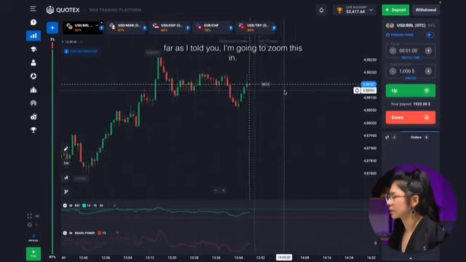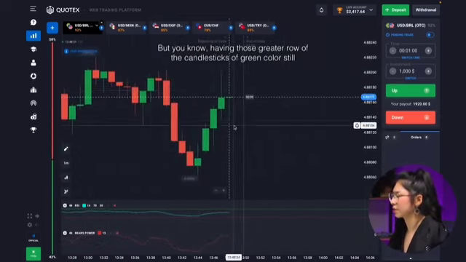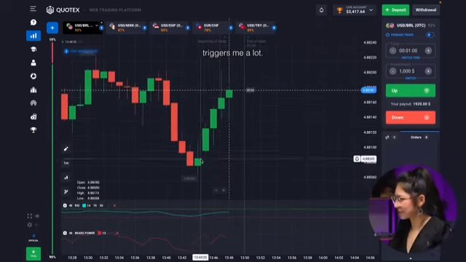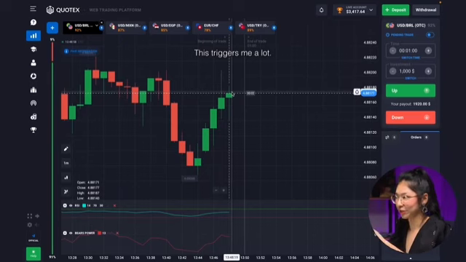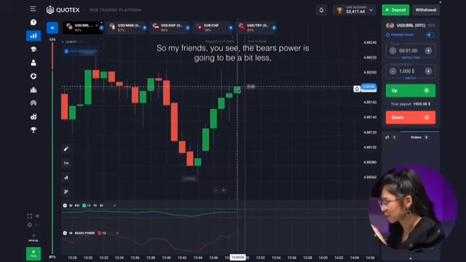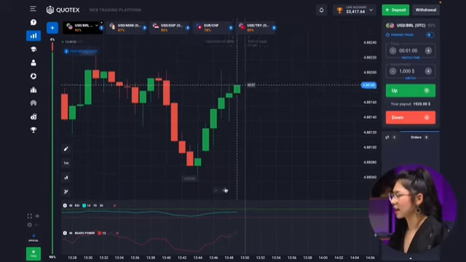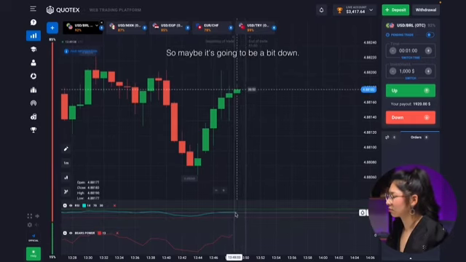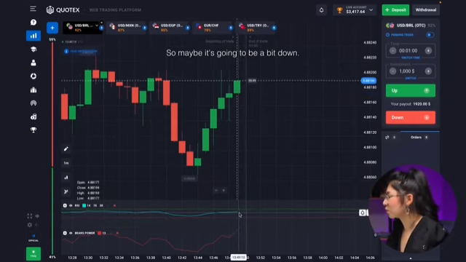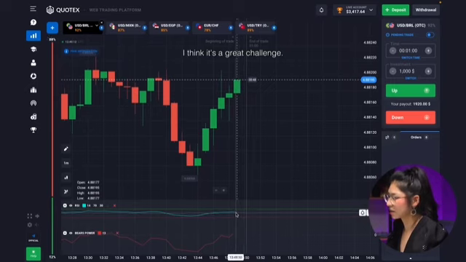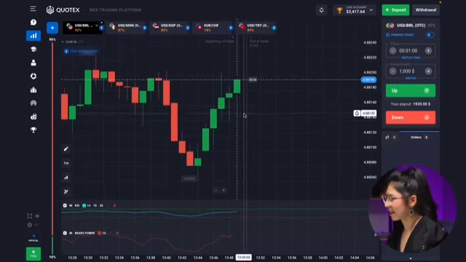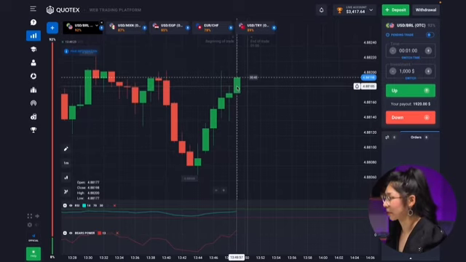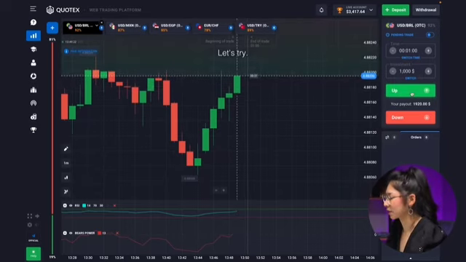I'm going to zoom this in, but having those green candlesticks still triggers me a lot. This triggers me really a lot, my friends. You see, the bear's power is going to be a bit less, and the RSI is here in the middle of the corridor. So maybe it's going to be a bit down. I think it's a really great challenge. I will go with $2,000 with the greens. So let's go.